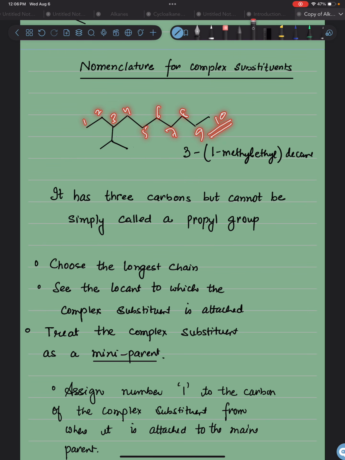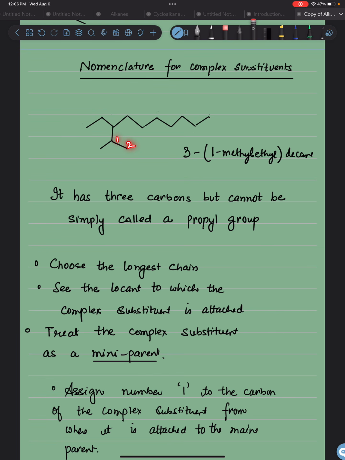At third carbon, you have the substituent, which is complex. So you will treat the complex substituent as a mini parent and start numbering it from the carbon which is attached to the main chain. So give this carbon from where it is attached to the main chain as 1 and choose the longest chain. Here we have the longest chain of 2 carbons.